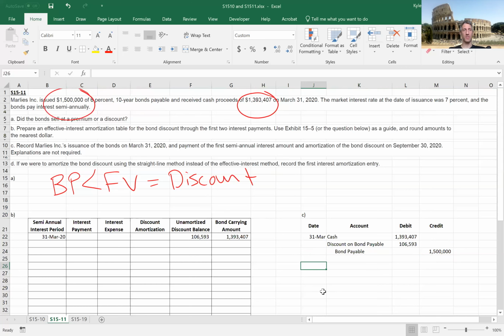Let's fast forward 6 months. We'll do the journal entry for it. 6 months later, it's September 30th, 2020. What's going to happen here is we know there's going to be an interest expense. We're going to be amortizing a part of this bond payable. And we're going to be lowering cash. Now, the amount that cash is going to be lowered by is going to be dictated by the coupon rate and the face value.